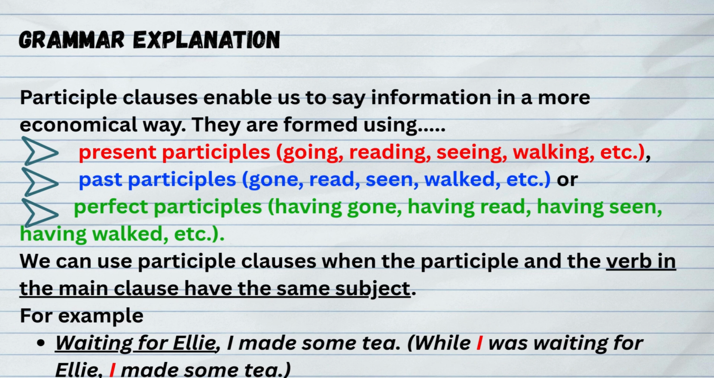We can use participle clauses when the participle and the verb in the main clause have the same subject. For example, waiting for Ellie, I made some tea. While I was waiting for Ellie, I made some tea. Participle clauses are mainly used in written texts, particularly in a literary, academic or journalistic style.